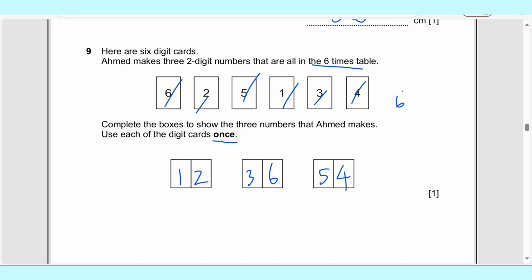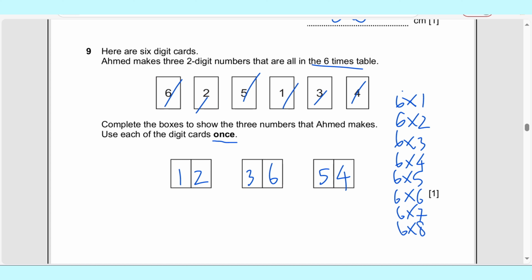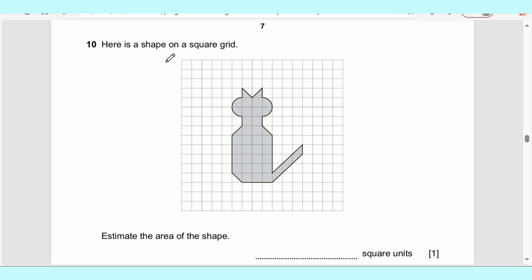So we just have to memorize the 6 times table. That is 6 times 1, or multiples of 6: 6 times 2, 6 times 3, 6 times 4, 6 times 5, and 6 times 6, 6 times 7, 6 times 8, 6 times 9. Alright, so 6 times 9 is 54, 6 times 6 is 36, and 6 times 2 is 12. Alright, let's move on. Now number 10. Here's a shape on a square grid. Estimate the area of the shape.